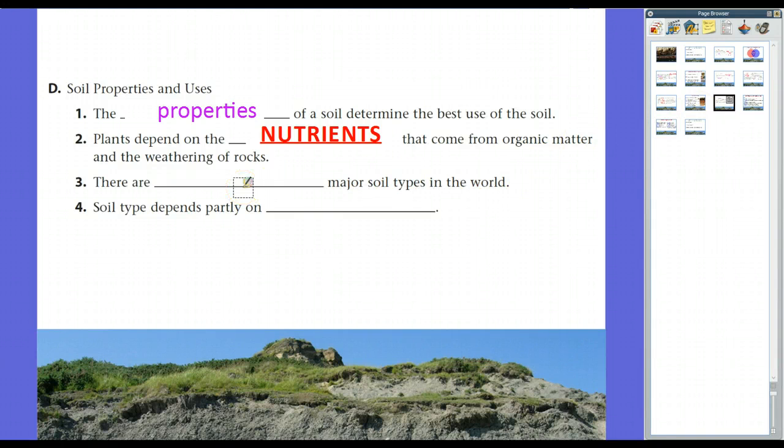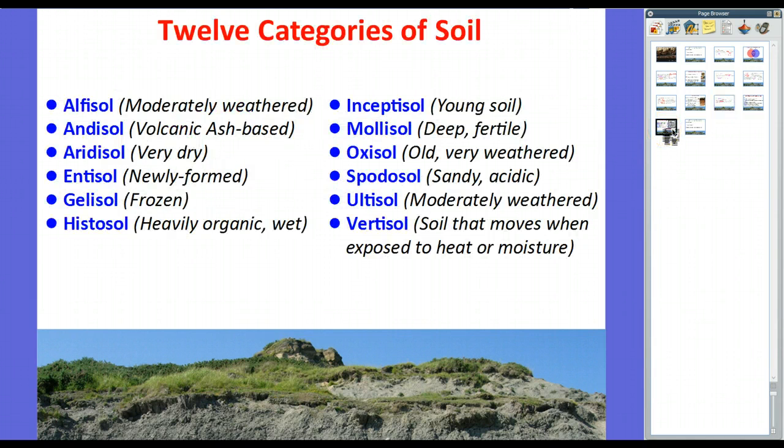Now, there isn't just one type of soil. We talked about several different types, and in fact, there are 12 broad categories of soil type, and it depends partly on the climate where you find it in, also what the parent material is, which we'll look at right here. Okay, there's alfisol, which is moderately weathered. Andisol comes from volcanic ash. Aridisol, usually sands in deserts, very dry.